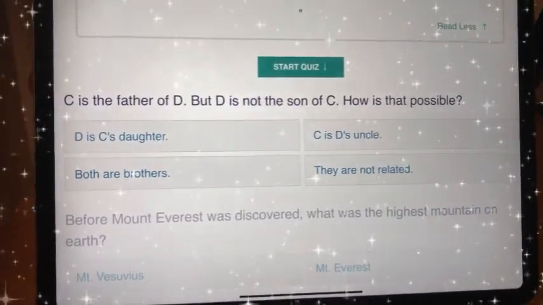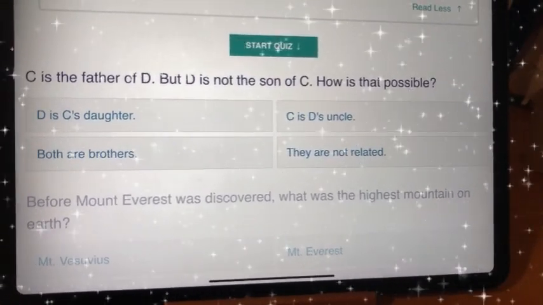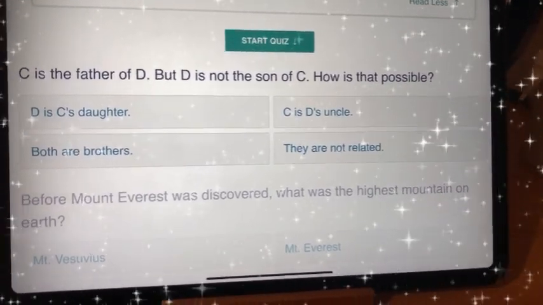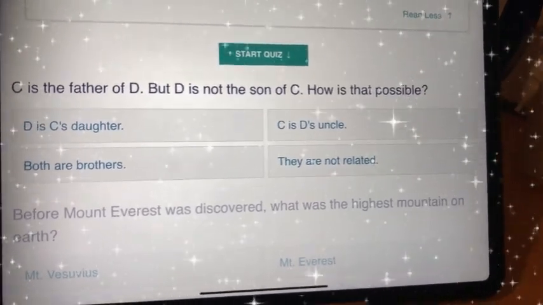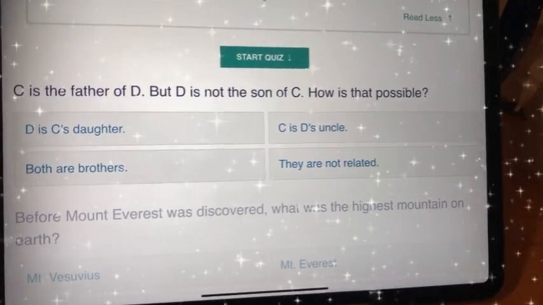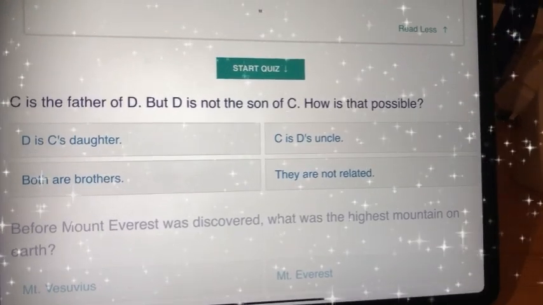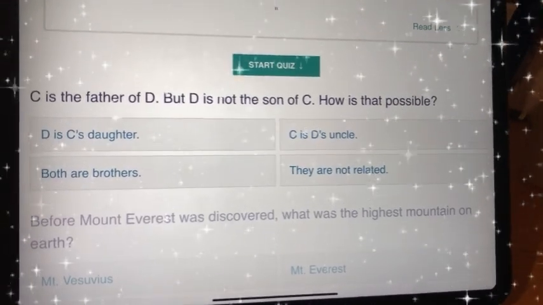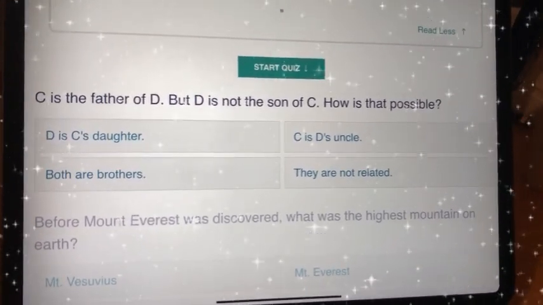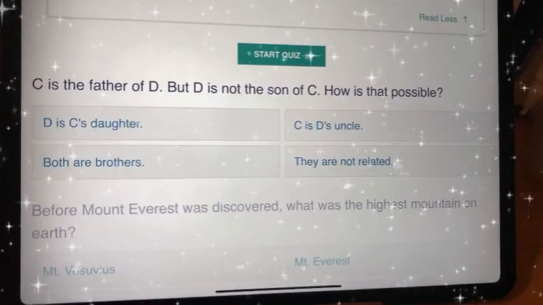So let's have a look at question number one, shall we? So this is question number one. It says, C is the father of D, but D is not the son of C. How is that possible? Okay, and there's the four answers. D is C's daughter. So we need to work out who D is. I think top left there, where it says D is C's daughter. So I think it's top left.